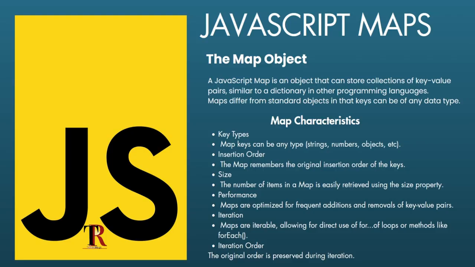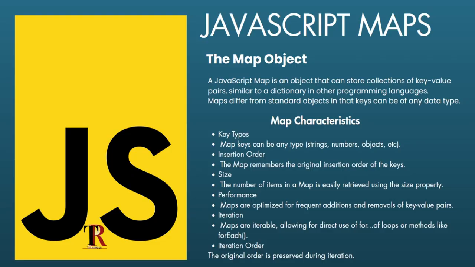Number two, the insertion order. The map remembers the original insertion order of the keys. So when you insert keys for a map object, it remembers the original insertion order. So let's say you put 2 before 4, and you put 4 before 3. That insertion order, progressively, it remembers it. So the order of the keys of the key-value pairs of a map object, the map remembers that original insertion.